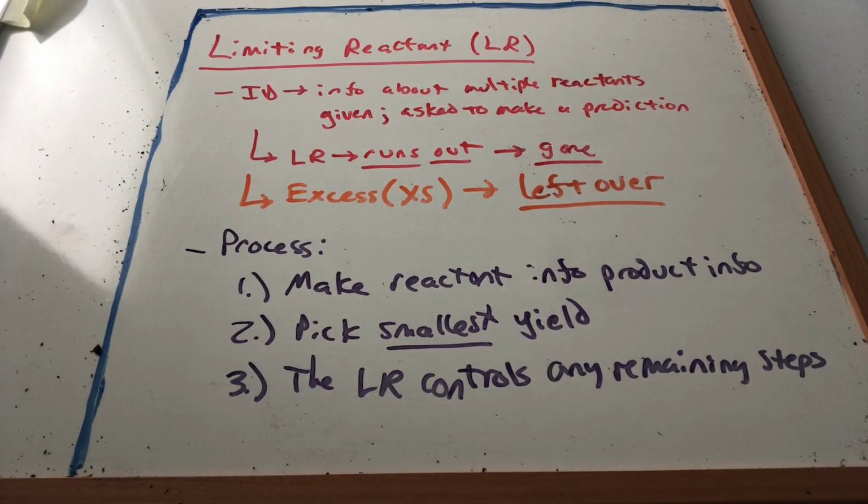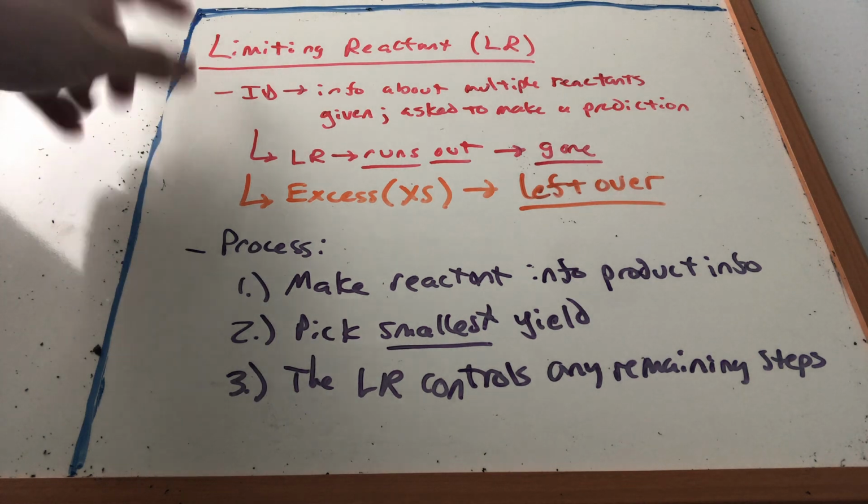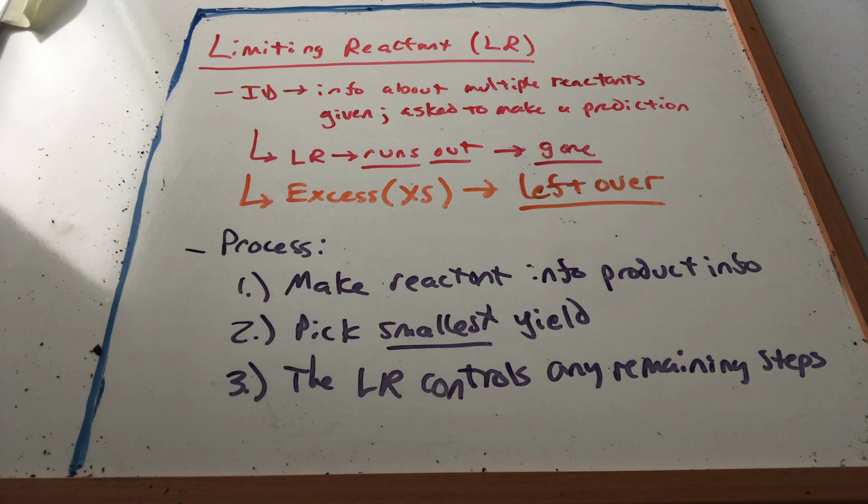Okay, so one of the things we can do with our stoichiometry and our skills that we're developing using mole-to-mole bridges in the context of reactions is we can start to make predictions associated with limiting reactant problems, okay? Limiting reactant problems are a really common type of problem where you're given information about two or more reactants, right? And you're asked to make a prediction, all right?